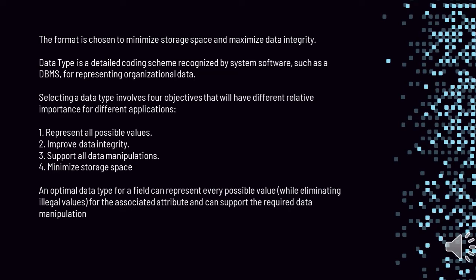Selecting a data type involves four objectives that will have different relative importance for different applications. 1. Represent all possible values. 2. Improve data integrity. 3. Support all data manipulations. 4. Minimize storage space. An optimal data type for a field can represent every possible value while eliminating illegal values for the associated attribute and can support the required data manipulation.